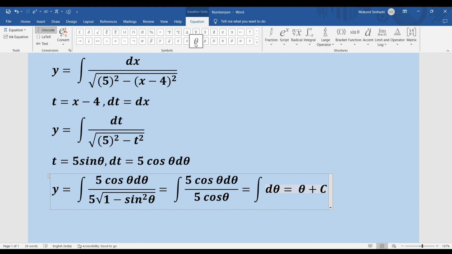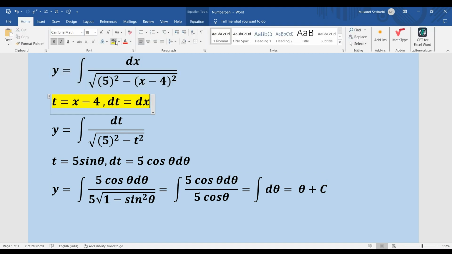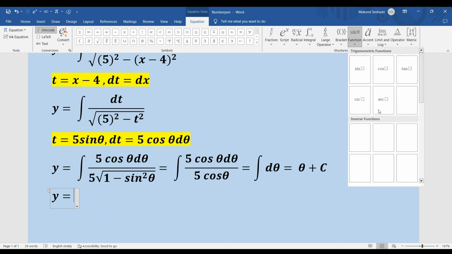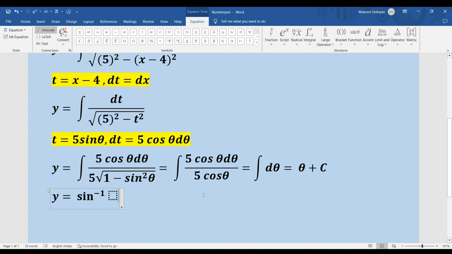So while I've arrived at my final answer, I know that I need to put back everything in terms of x, right? So let's go back and do the appropriate substitution. So you notice that I've made two substitutions. The first one being t equals x minus 4. Let me highlight that. And the second one being t equals 5 sine theta. Let me highlight that as well. Now I'm going to put back everything in terms of x. So let's start off with the most recent substitution, which is t equals 5 sine theta. If t equals 5 sine theta, then my theta equals sine inverse of t by 5, right? I hope you folks are with me.